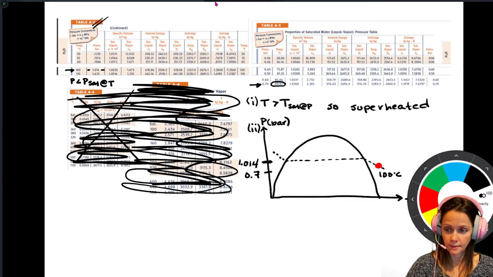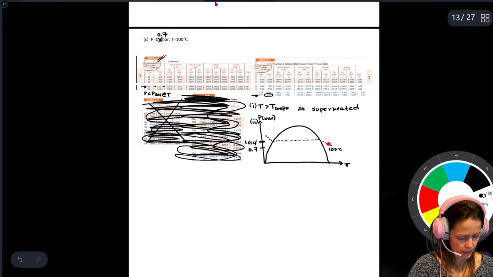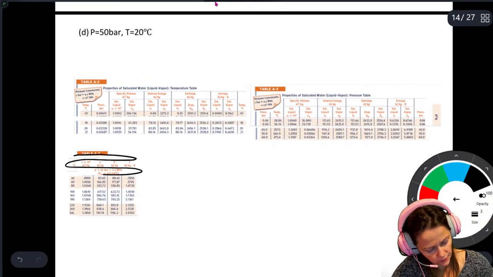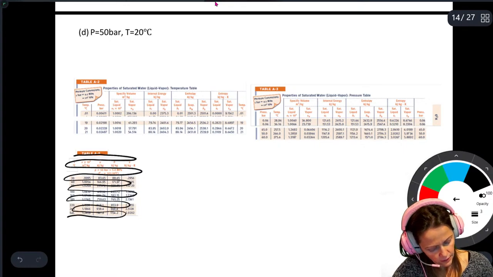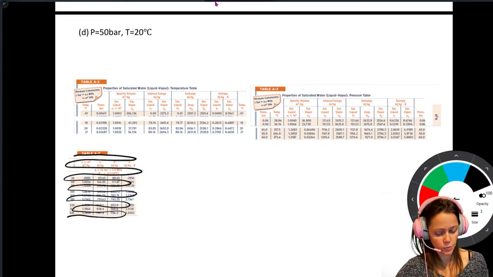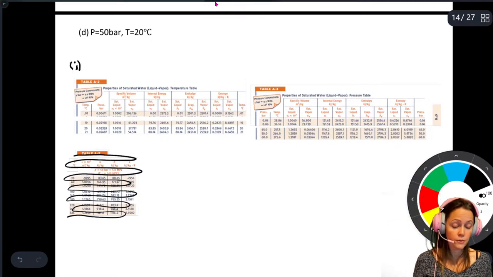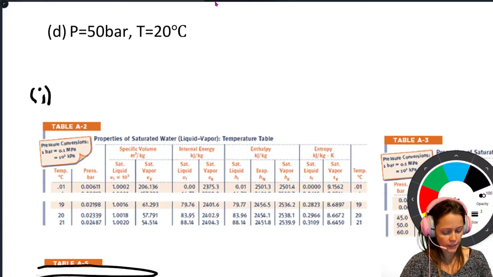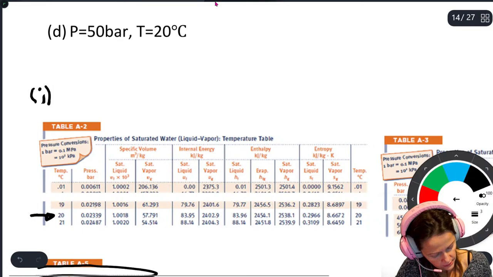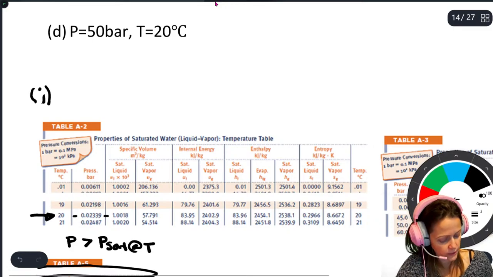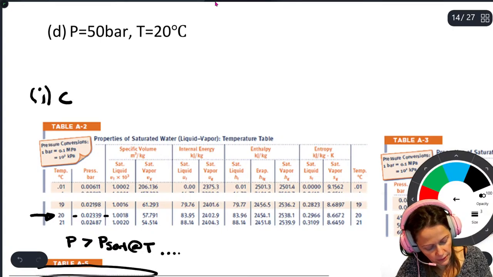Okay, I think we got one more, then we're kind of done with this little song and dance. Okay, same thing. I'm going to mark off this table here because we're not really pulling off property data. But we want to know if at 50 bar, 20 degrees Celsius, what phase it's in. So the first thing we do is go to those saturated tables and use the information there to figure out: is it saturated, compressed, superheated, what? So table A2, organized by temperature. If I go over here to 20 degrees Celsius, I'll see that's my saturation pressure, and I could see that my pressure, 50 bar, is greater than that saturation pressure at 20 degrees Celsius. So it's definitely compressed.